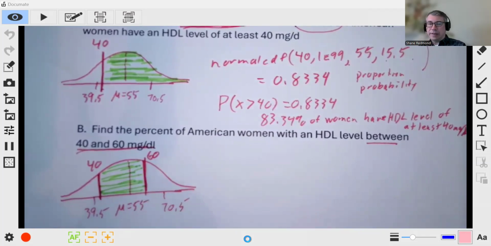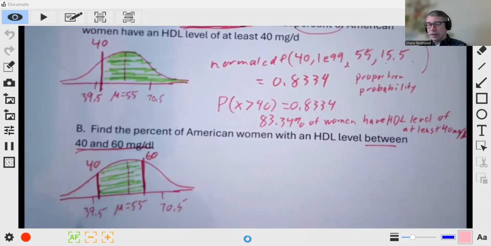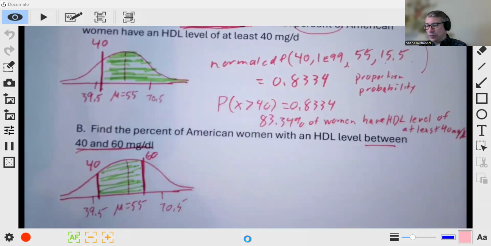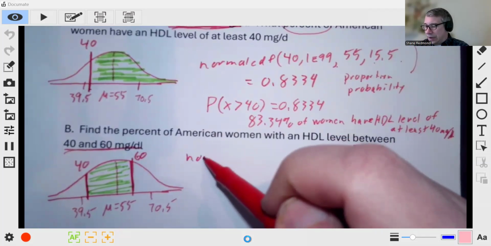So I would expect this final answer to be significantly smaller than the last one, right? Because the last one included extremely high HDL scores. This one's going to stop at 60. So I expect this value to be quite smaller than the last one. Also, it's going to help me set up my calculator command.